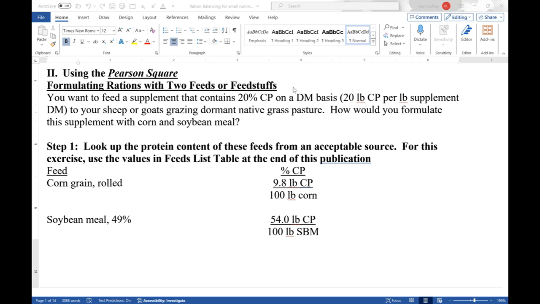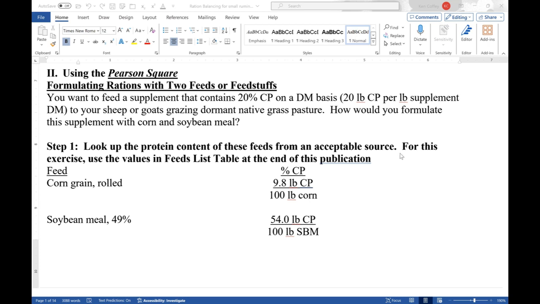Anyway, okay, so let's do a simple ration, where we're going to balance, say, a 20% crude protein supplement for our animals. And how do we do that? Well, first thing we would do is look up the feed content, and most of our feeds are listed on a dry matter basis, which helps us out a lot. I know we don't feed it on a dry matter basis, but that way all the nutrients aren't diluted with water. It makes it work better.